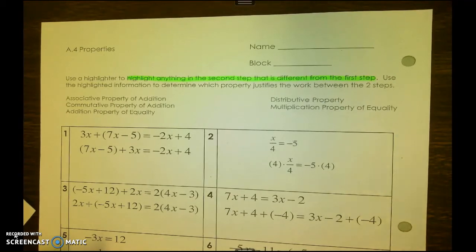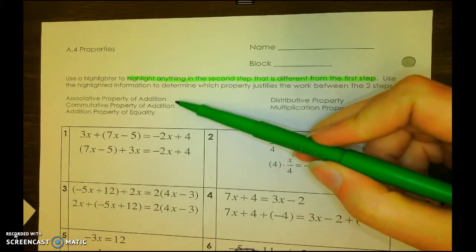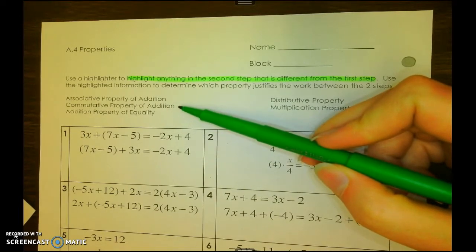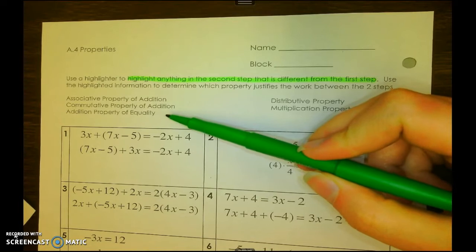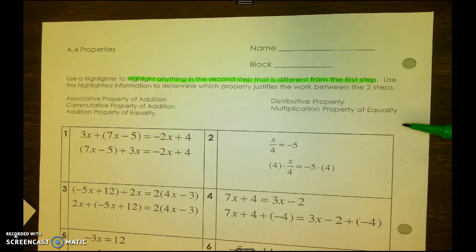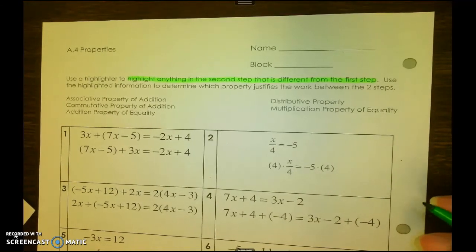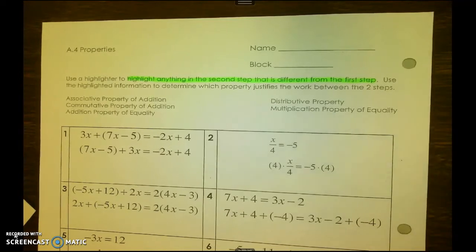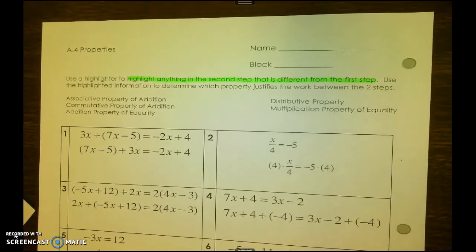And you have a few options. You have the associative property of addition, the commutative property of addition, the addition property of equality, the distributive property, and the multiplication property of equality. Now, when you guys are deciding these, all of these words are important. You can't just say it's the associative property, or it's a property of equality. You have to really have all of these words.